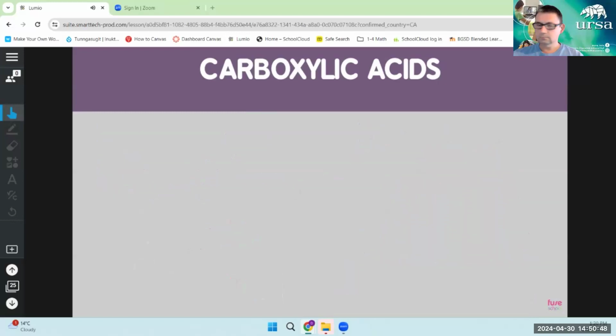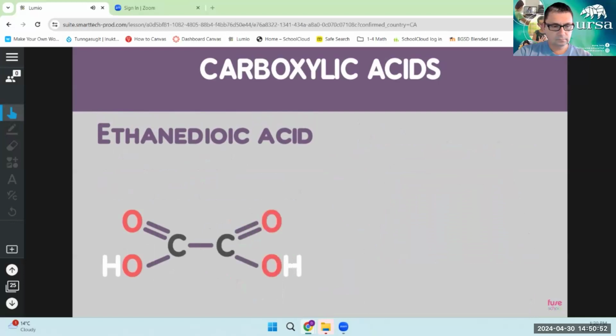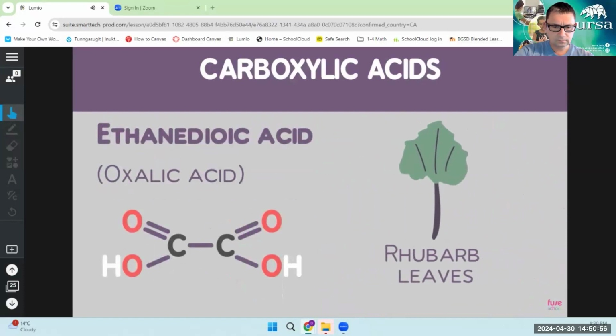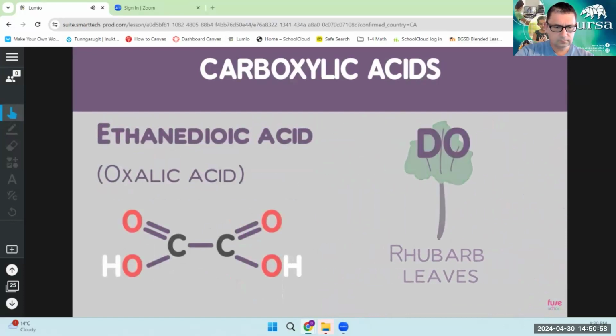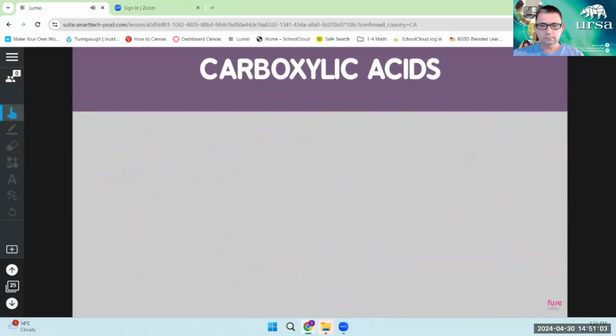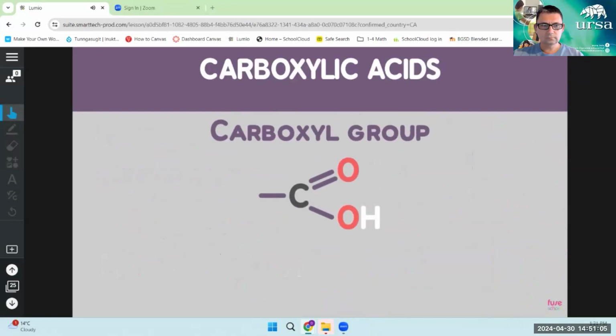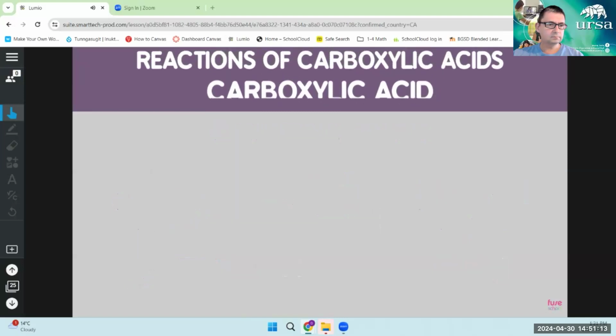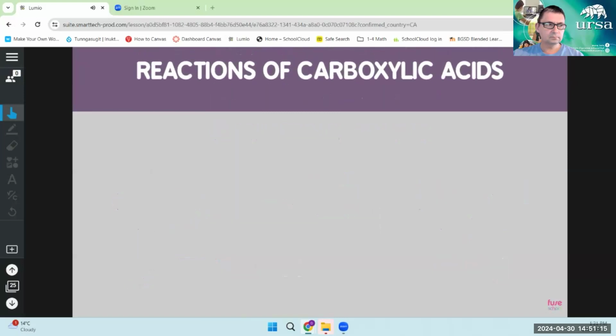Then, ethanedioic acid. Ethanedioic acid, commonly called oxalic acid, is toxic and is found in rhubarb leaves, and that is why we should never eat them. Carboxylic acids contain the carboxyl group, as shown in the video. This is made up of a carbonyl group and a hydroxyl group. Let's have a look at the reactions of carboxylic acids.